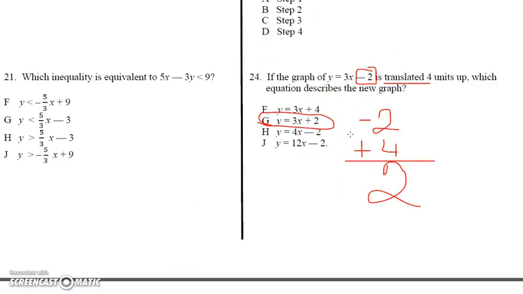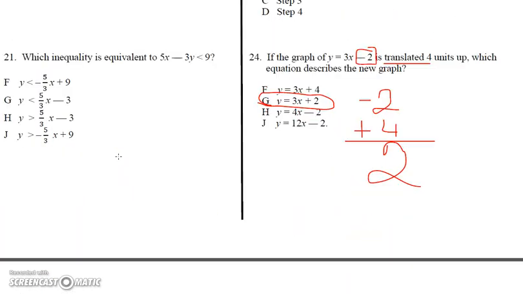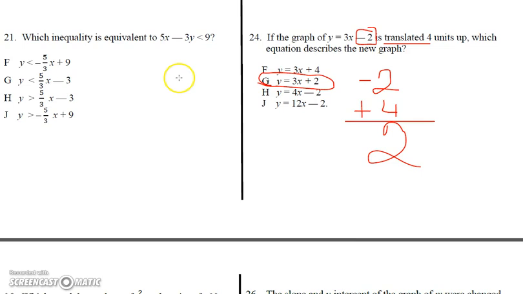Now, when you look at number 21, I know that in 21, I want to change this from standard into y-intercept form. First thing that you notice is that the y is negative. So if the y is negative, you gotta flip the inequality. So instead of being this direction, we're gonna move it this direction.